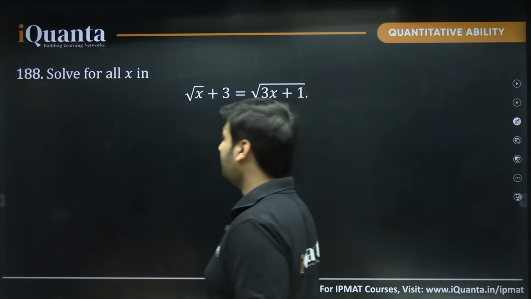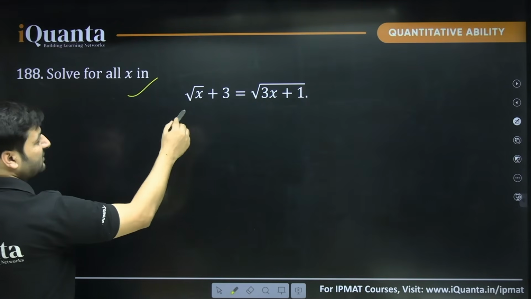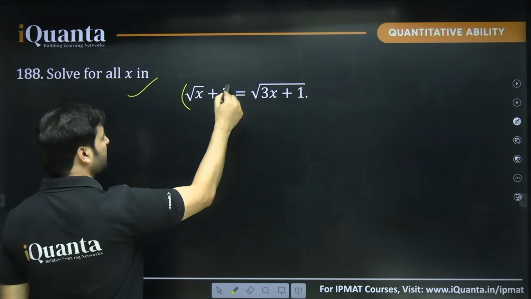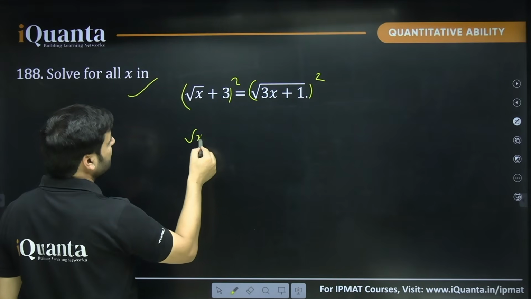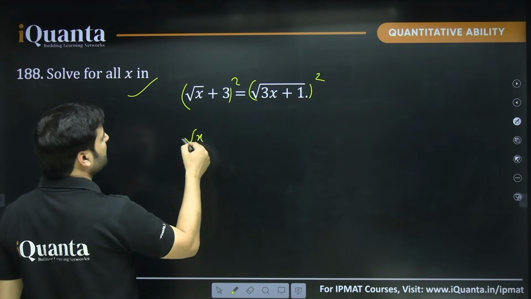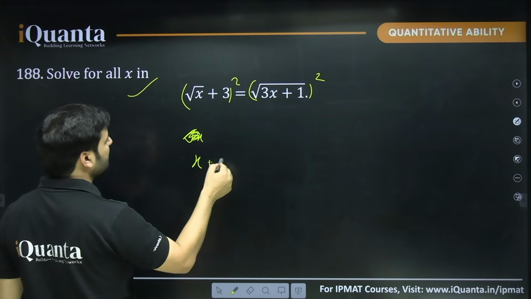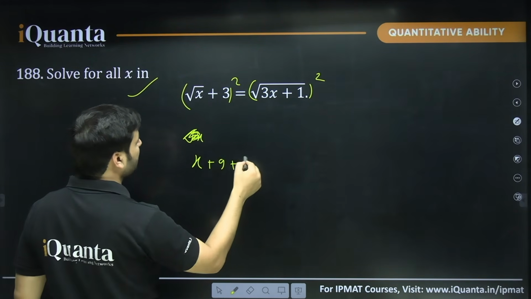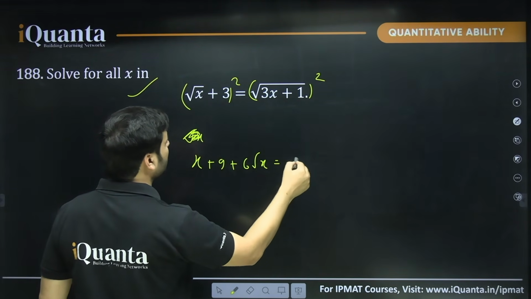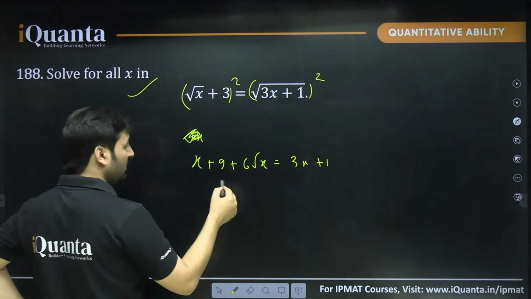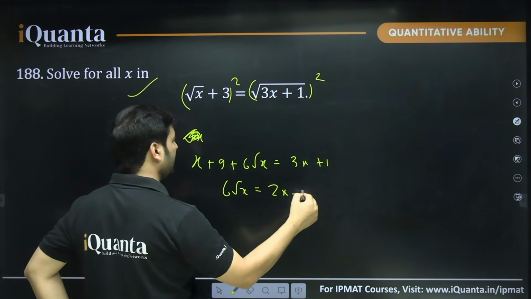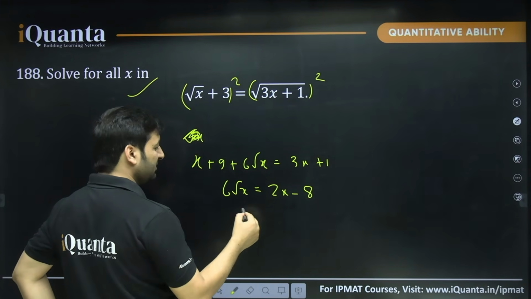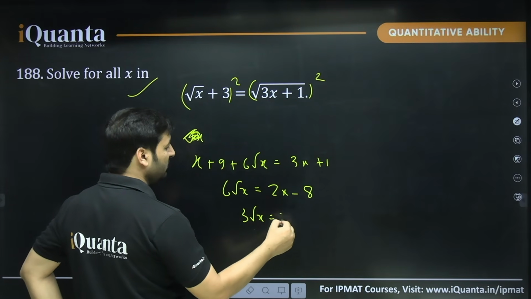Now let us solve this. Solve for all x in this. This is a root equation on both sides. Obviously, the first step is squaring both the sides, getting rid of the roots. Root x square, that means we will get x plus 9 plus 2ab, so 6 root x, that is going to be 3x plus 1. Can this be written as 6 root x equal to 2x minus 8? So if I cancel 2, we get 3 root x equal to x minus 4.